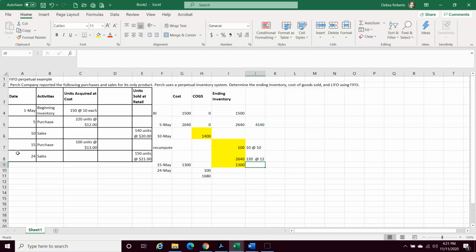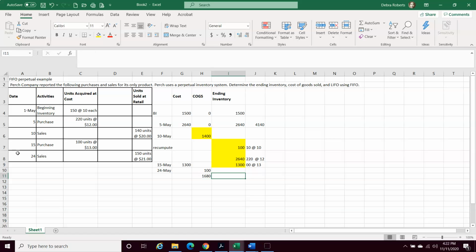Makes sense so far? And then the third layer, which we have, is going to be the 100 units at $13 each. Those are our 3 levels. Want to make sure those are clear. Now, when we have our sale on the 24th, we're going to take the 10 at 10. And then of that remaining 140, since we have 220 in the inventory to take from, we're going to take the entire 140 and multiply times the $12.